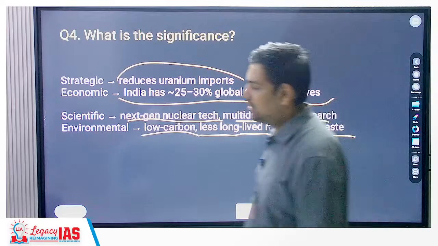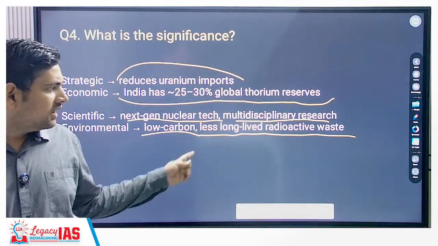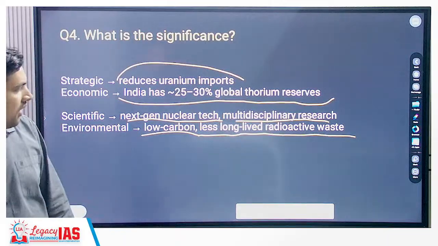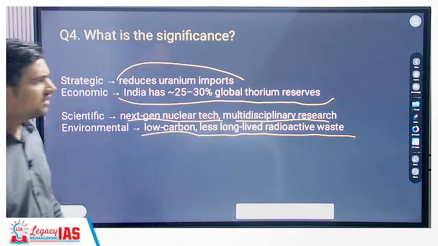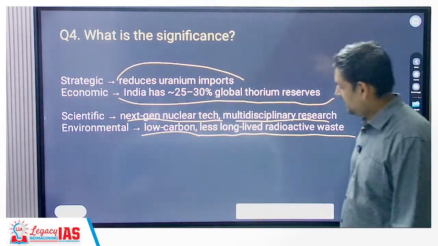Why? Because when you use thorium instead of uranium, it actually releases less radioactive waste, okay, and also low carbon, of course, because there are no direct emissions that we have like in case of coal and all.